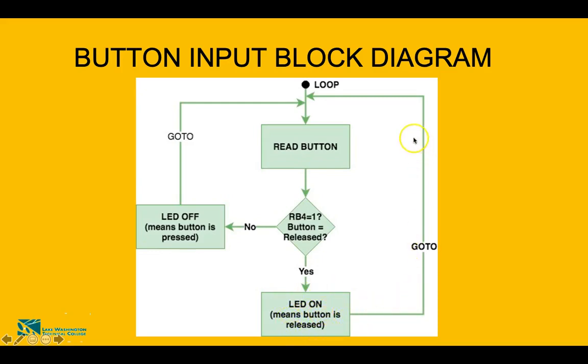And then it will go again to this loop. I've created this loop, and then again it will check if the button is released or not, if RB4 equals 1. Let's say RB4 equals 0, which means the LED is off, or the button is pressed. Then this condition is no. No here means the LED is off, the button is pressed, and it goes to this loop again. So you understand this is such a small and simple flow chart for button input.